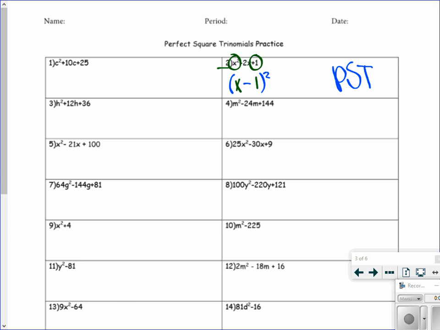On number 6, that's not a fast factoring problem. The first step would be multiplying 25 times 9. I don't want to multiply 25 times 9 and find the numbers that multiply to give you that, then add to negative 30. Instead, I want to try a different option. What's the square root of 25x squared? 5x. And what's the square root of 9? If you multiply those two terms together, that's 15, and then double it, does that give you this middle term? Yes, as long as there's a minus sign in between. Therefore, it is a perfect square trinomial. You don't need any work for factoring.